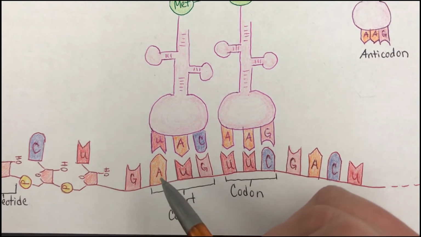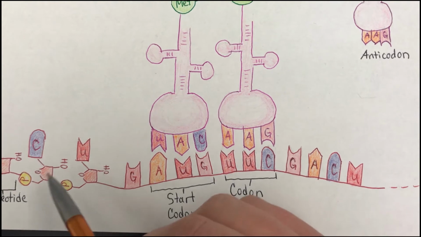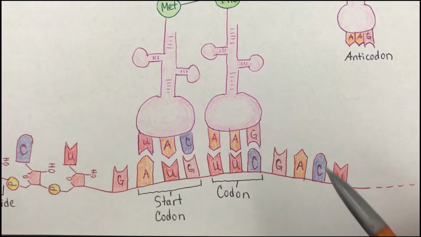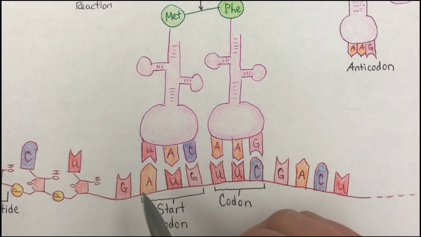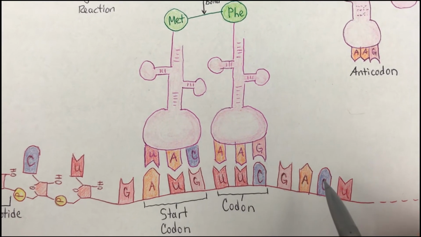Every 3 letters is referred to as a codon. Again, if we're using this recipe analogy, this is the entire recipe. This is an individual word. This is calling for flour. This is calling for sugar. This is calling for eggs.